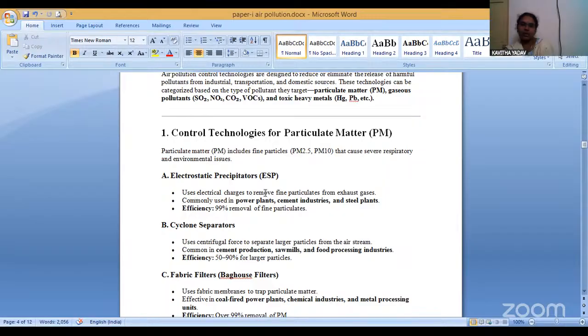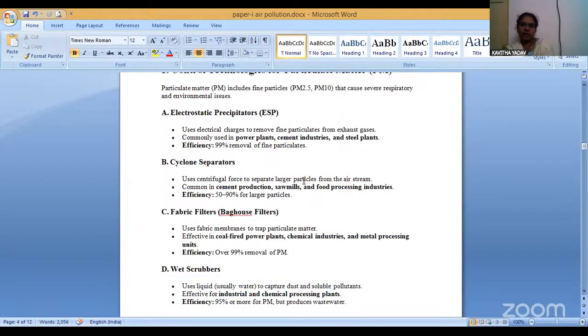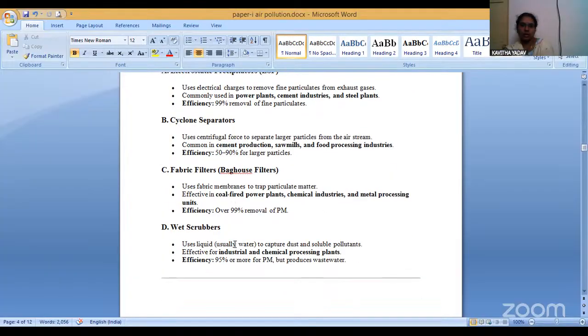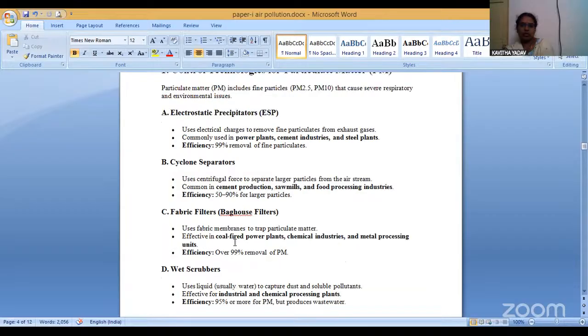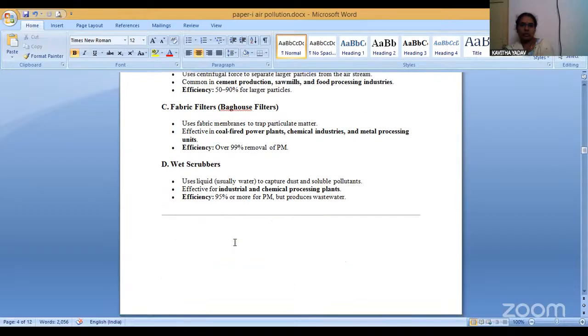First one is the electrostatic precipitators, already we explained. Then next one is the, what was that? Emission technologies. Where is it? Cyclone separator, fabric filter.